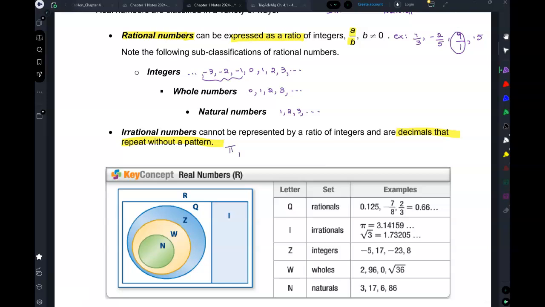Pi. Okay, 3.14151926, blah, blah, blah, right? No rhyme or reason. Another one would be root 3, 1.713, blah, blah, blah. Root 15 is another one, right? These are all irrational numbers. Okay.